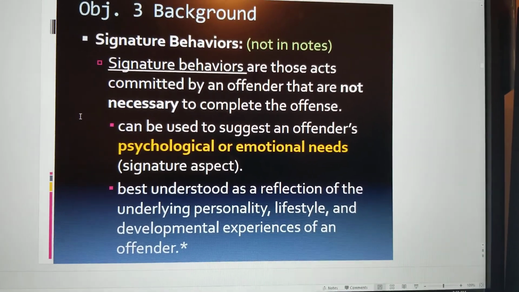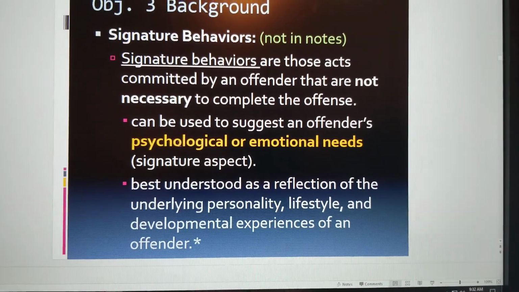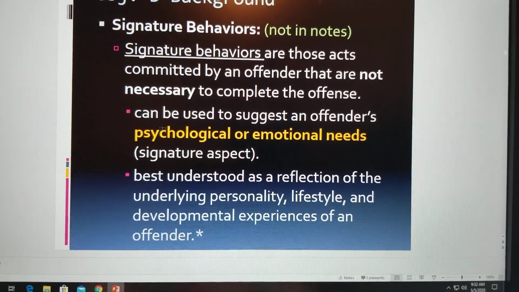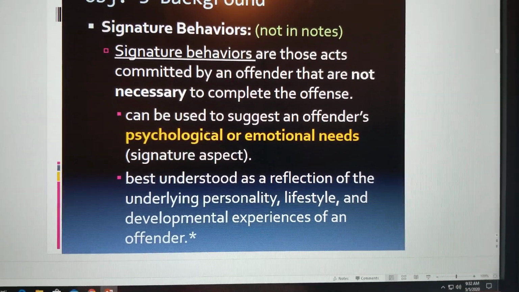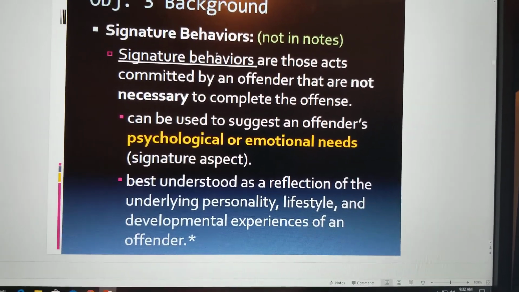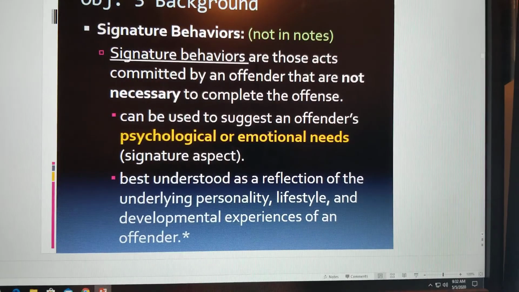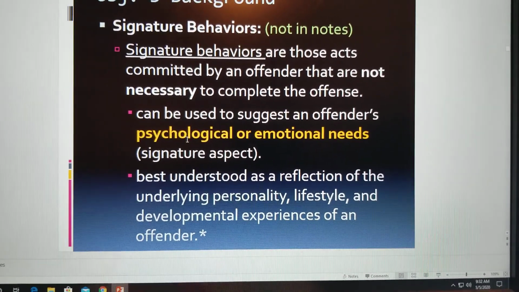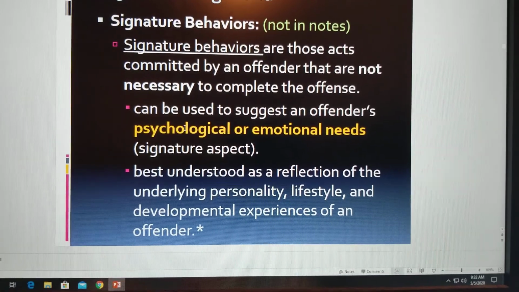But why would they do that? Well, there is some psychological or emotional need they're trying to fill. Okay, and that is unique to them. All right. So understand signature behaviors is not needed to commit the offense, but it does fill really the main reason why they're doing it, the psychological and emotional need.